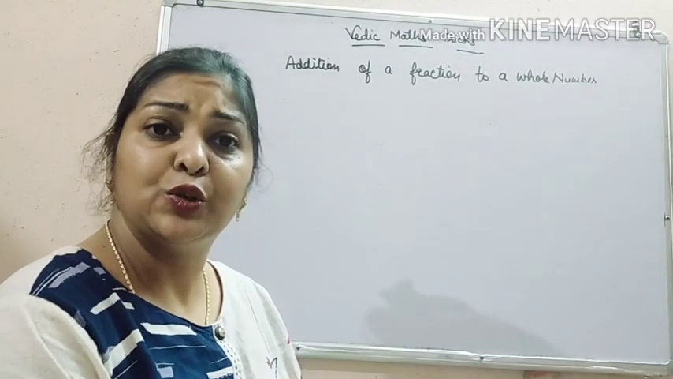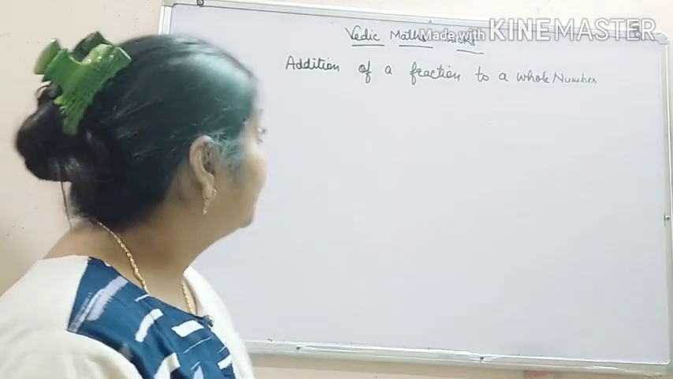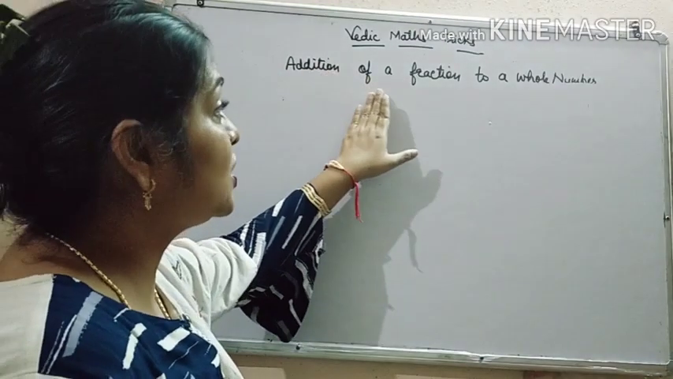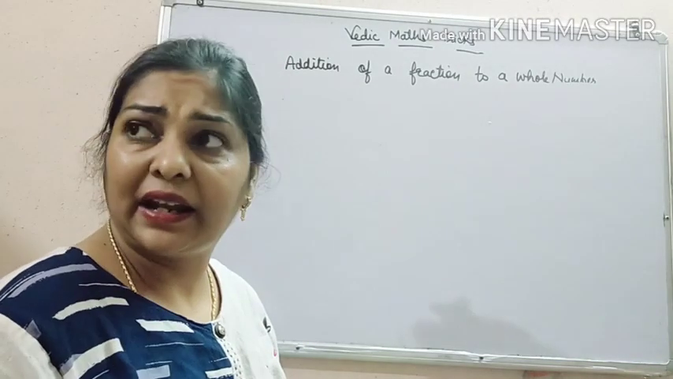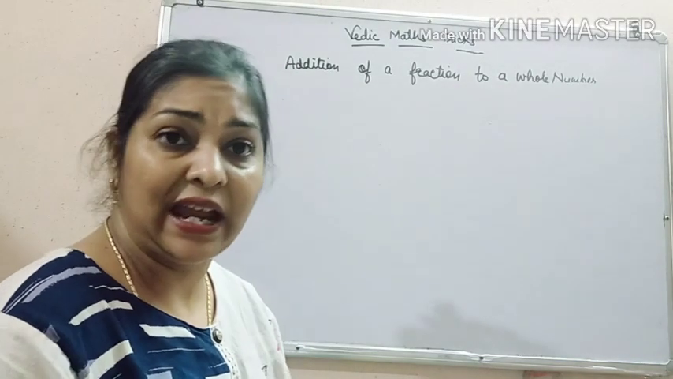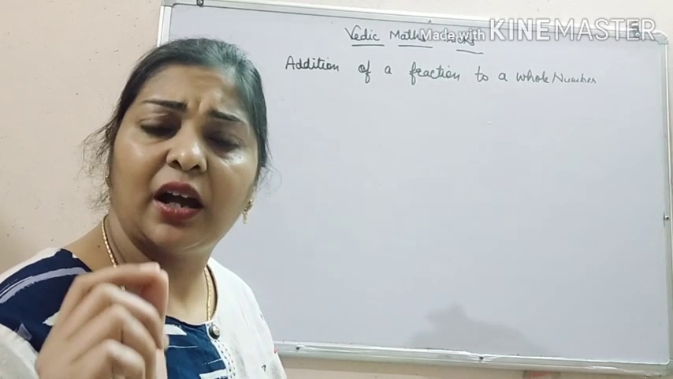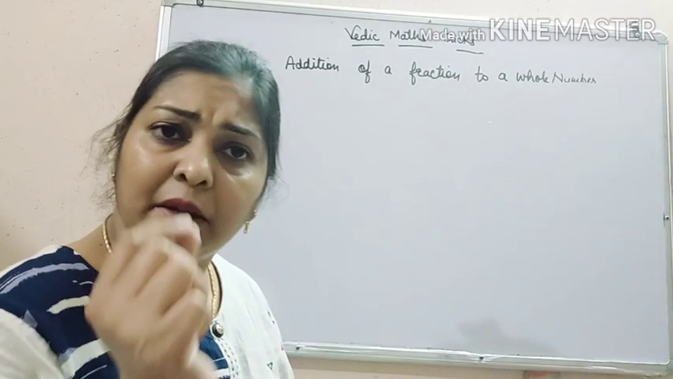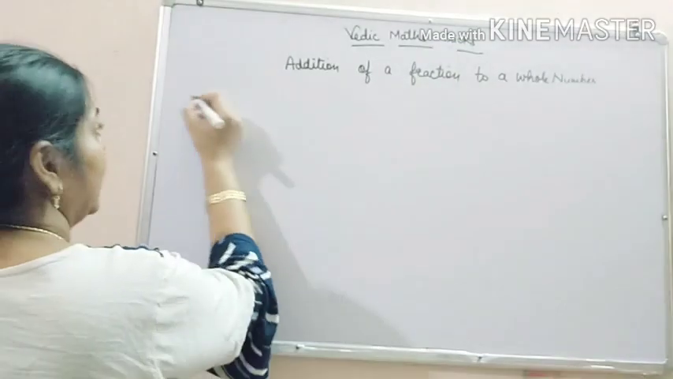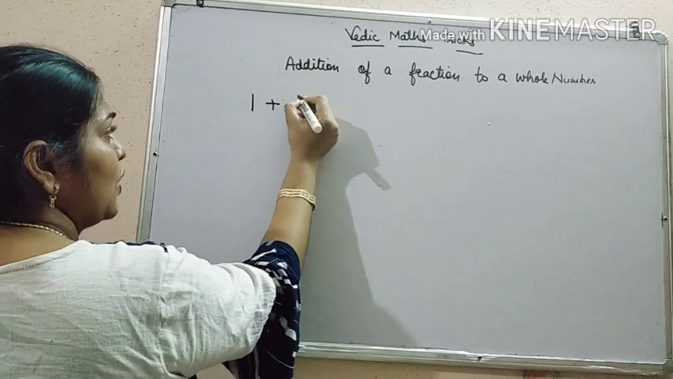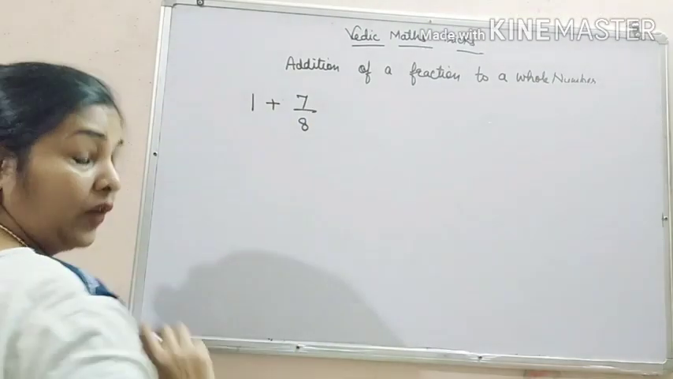Inductive reasoning, you have learned the trick to add two fractions. But today I will tell you addition of a fraction to a whole number. Sometimes a problem arises where we have to add a fraction to a whole number, and students generally commit mistakes in that. But I will tell you a very easy way. First of all, let us take an example. I have to add one fraction 7 by 8 to 1.